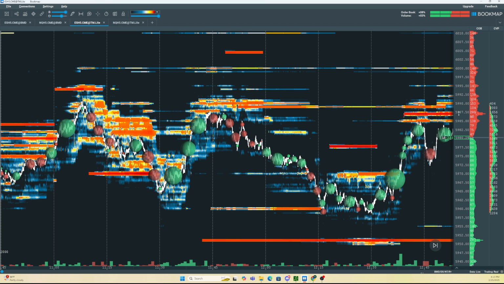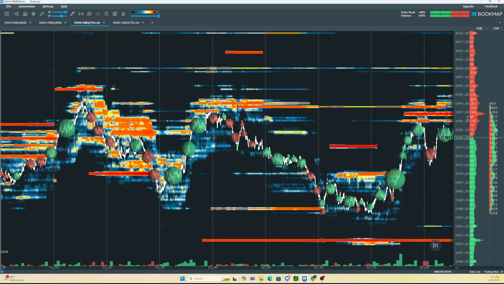So at 59.87.5, we have 290 sell orders sitting there. Down at this 59.50, we have exactly 287 orders sitting at that level. So again, this is going to tell you the exact amount of orders at a specific area.